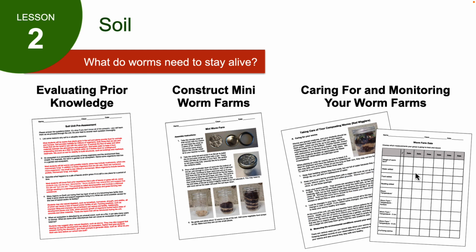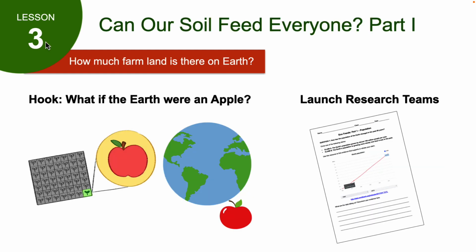Students are now eco-scientists. We start Lesson 3 with our phenomenon about the amount of farmland. Students use that apple analogy to represent the planet and the relative area with soil good enough for farming. Then we give students the Eco-Trends research worksheet, and they interpret graphs about real-world soil trends, and we'll work on it again tomorrow.